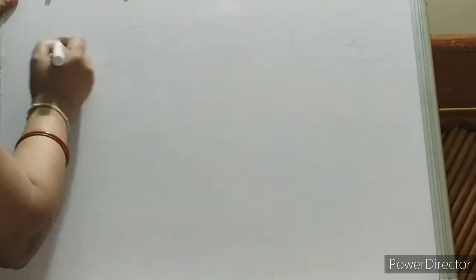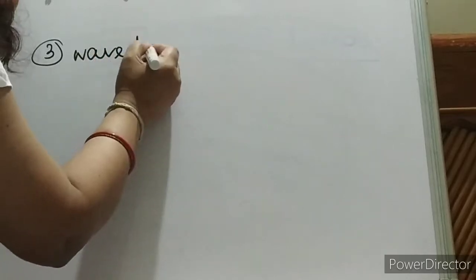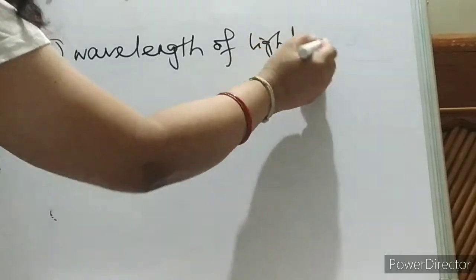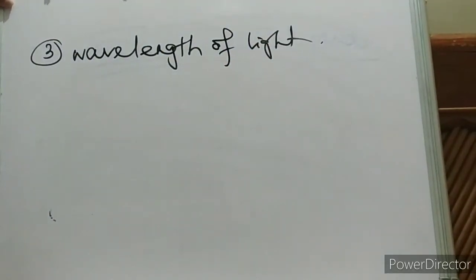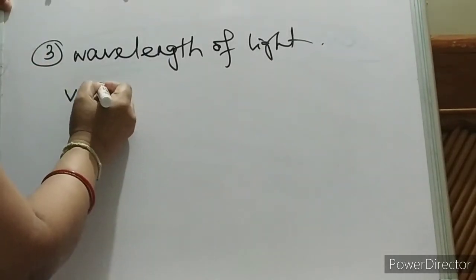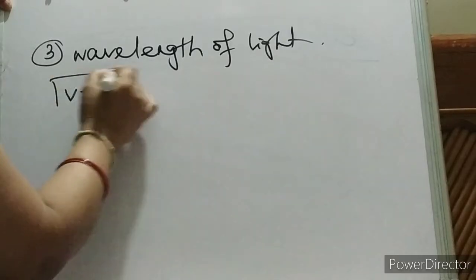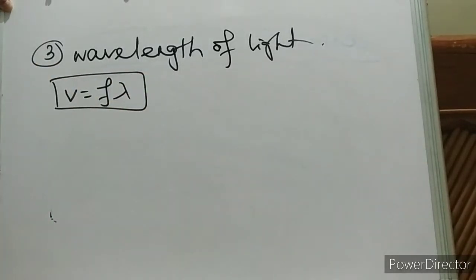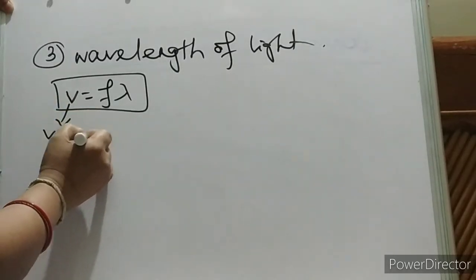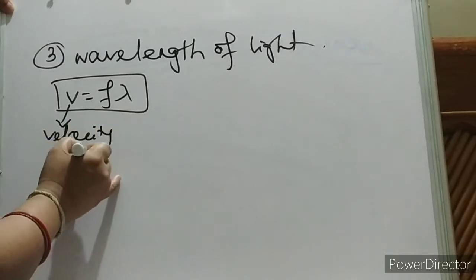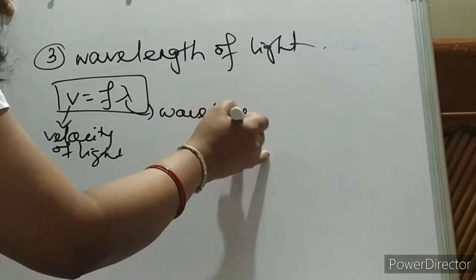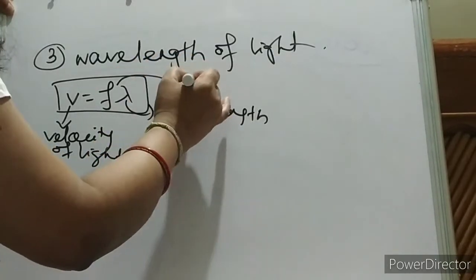It depends on the wavelength of light. See, you know v is equal to f lambda. This thing also we have discussed. What is this v? v is the velocity of light, lambda is the wavelength of light, and f is the frequency of light.